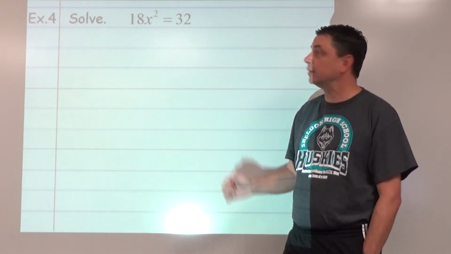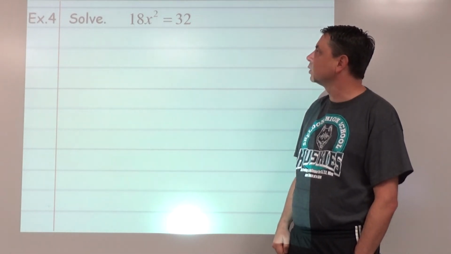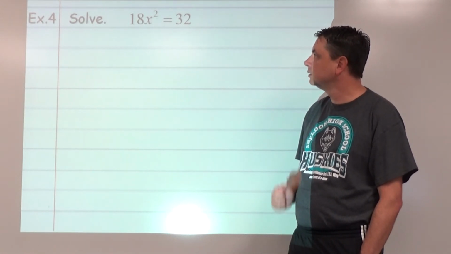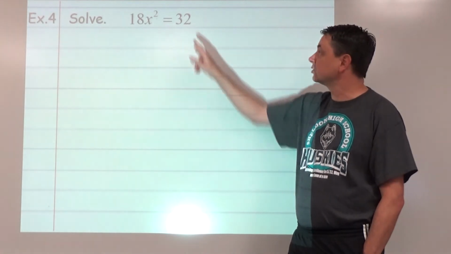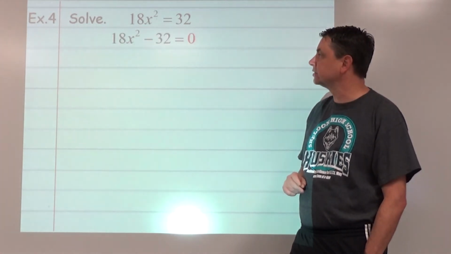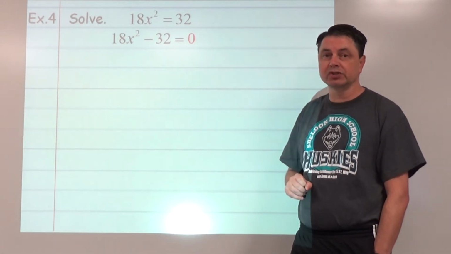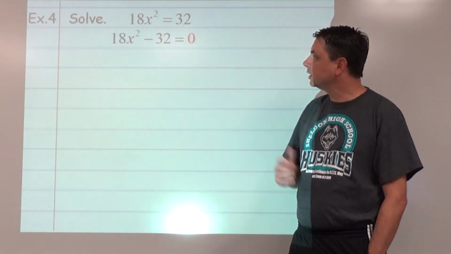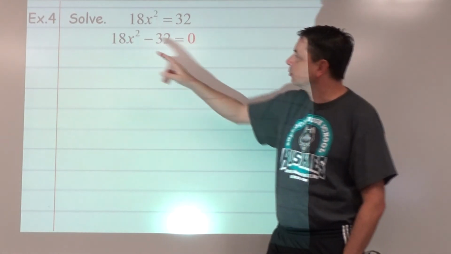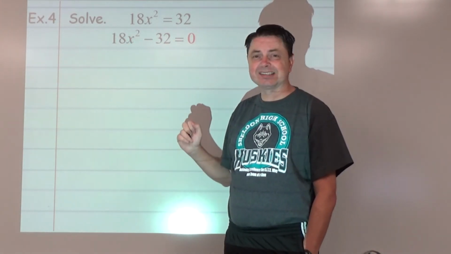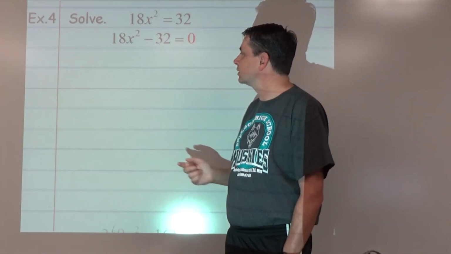It's going to be our last one, example number 4. 18x squared is equal to 32. Kind of got to get it equal to 0, so we're going to start going minus 32 both sides. Now we start to factor. GCF goes first always. Clearly there's a 2 in common because they're both even. I think that's it. So I think it's just a 2. Let's factor out a 2.